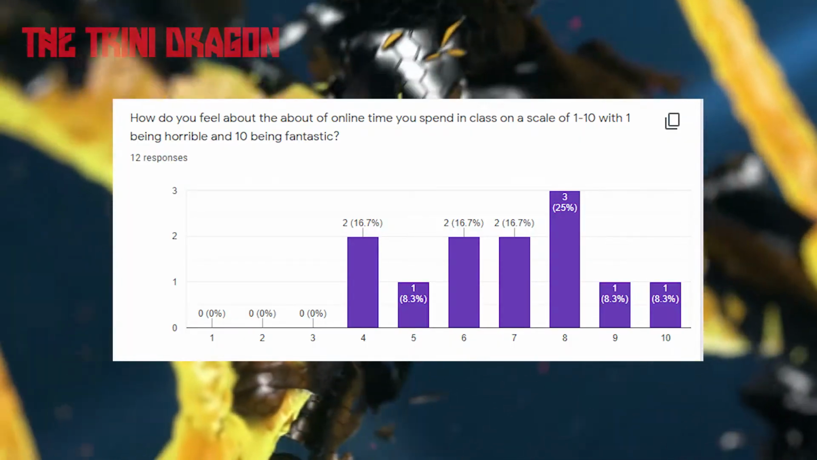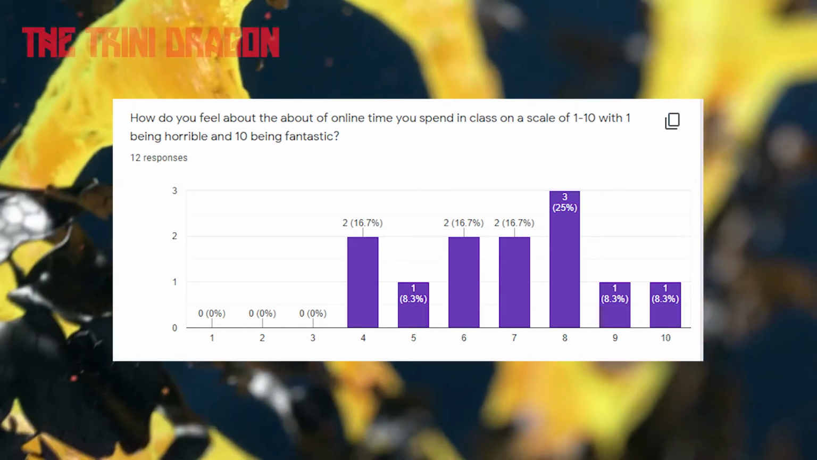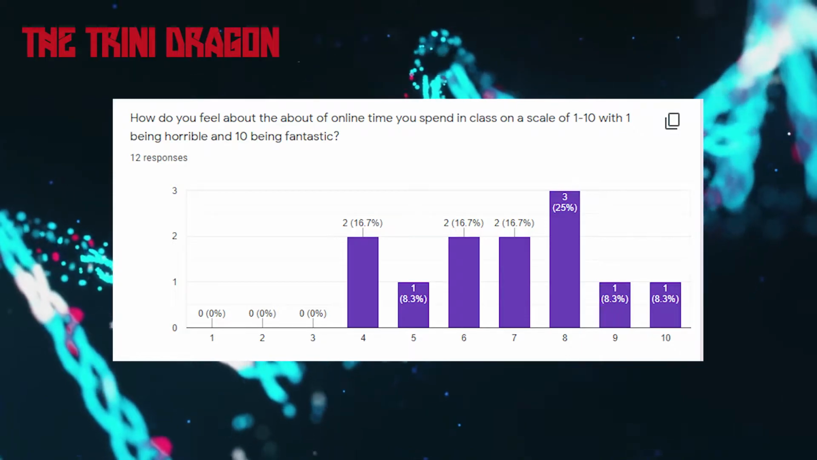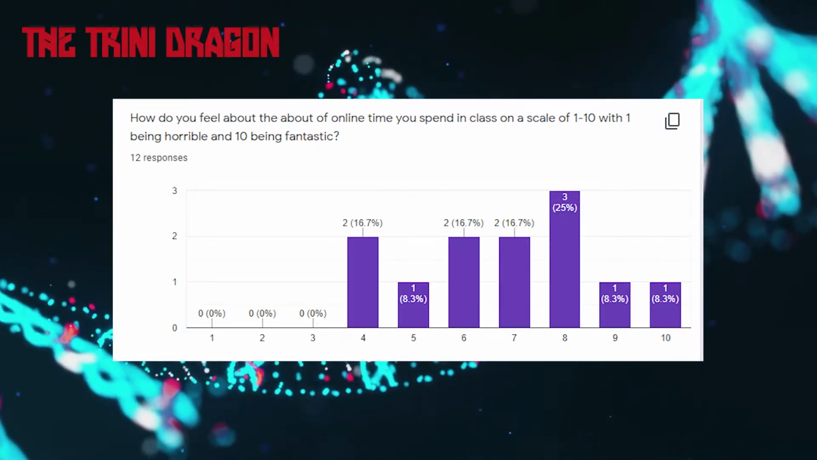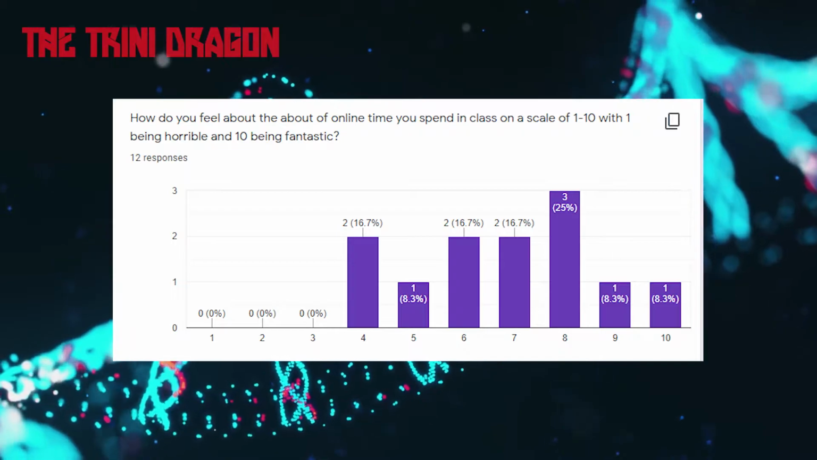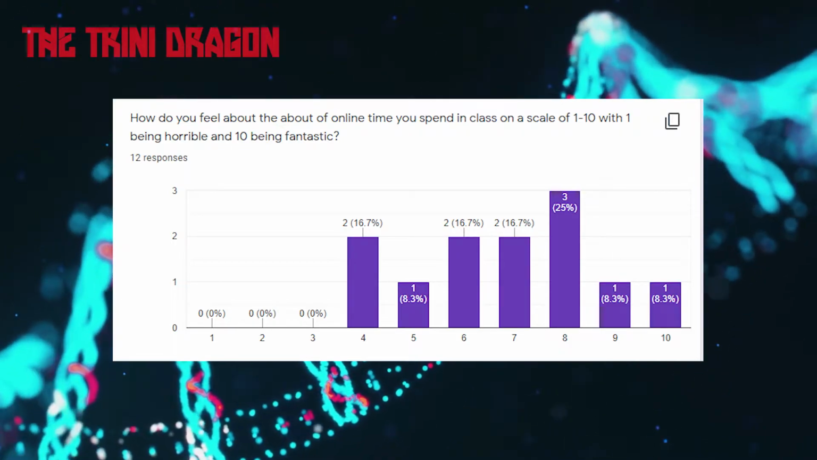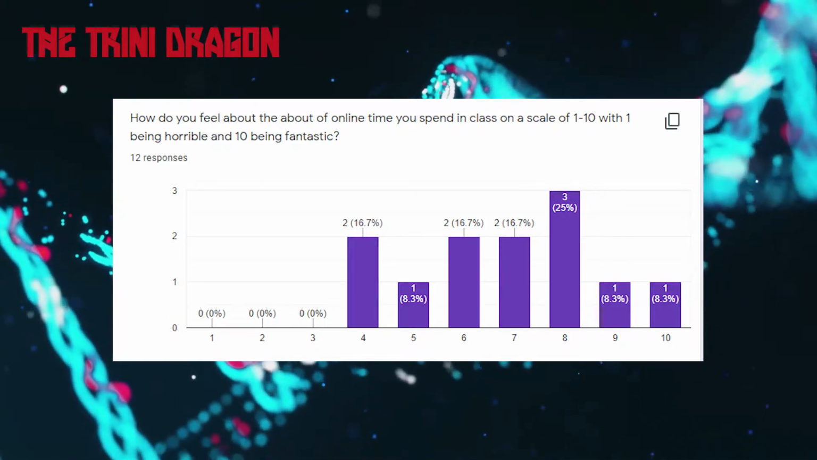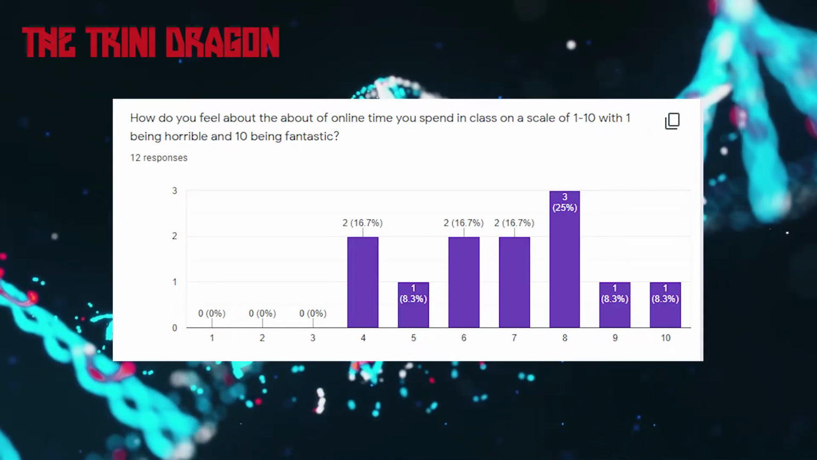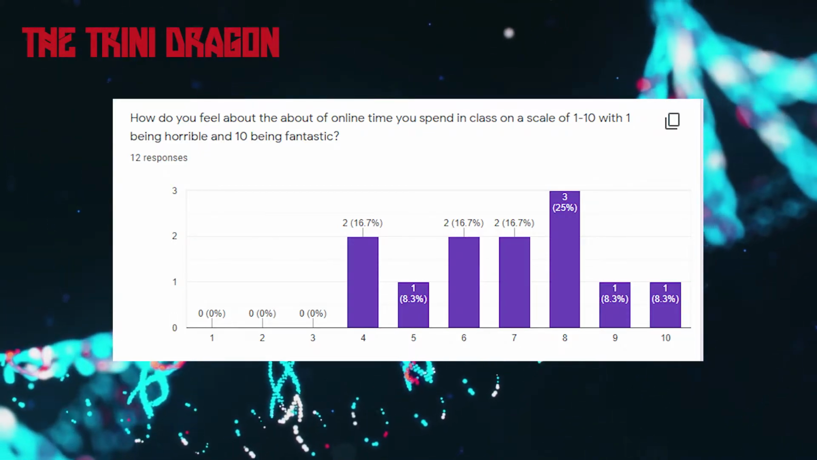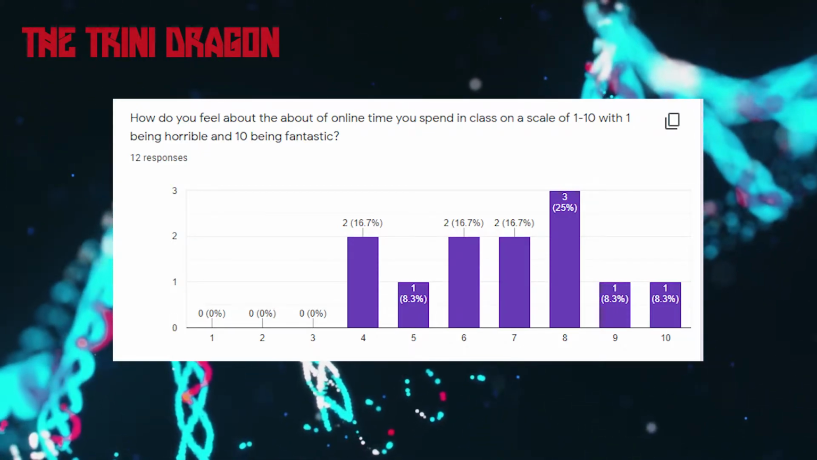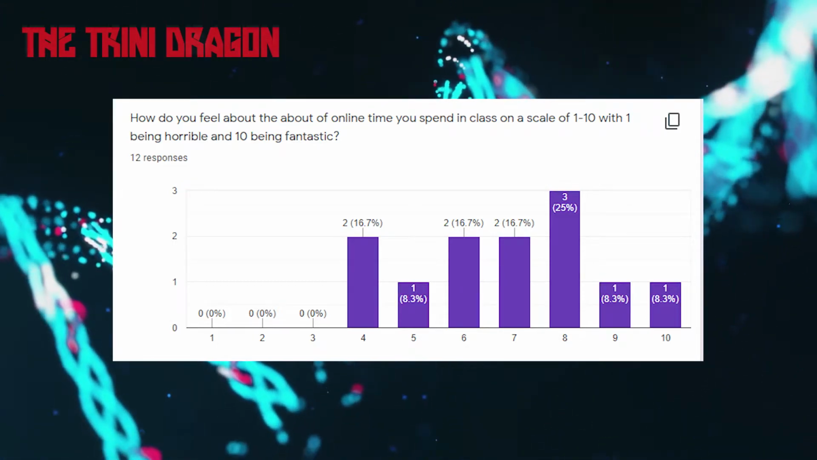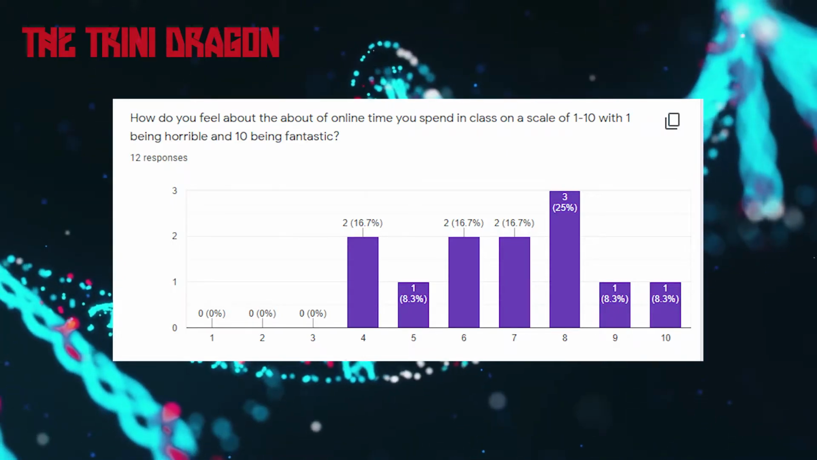For the amount of time spent in online classes, on a scale of 1 to 10, there would be mostly a positive experience. 16.7% said 4 out of 10, 8.3% said 5 out of 10, 16.7% said 6 out of 10, 16.7% said 7 out of 10, 25% said 8 out of 10, 8.3% said 9 out of 10, and finally 8.3% said 10 out of 10. This means that students have a mediocre feeling about the amount of time spent in online classes.